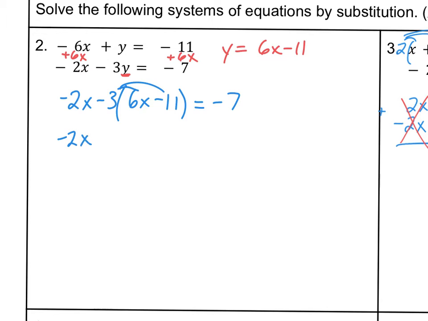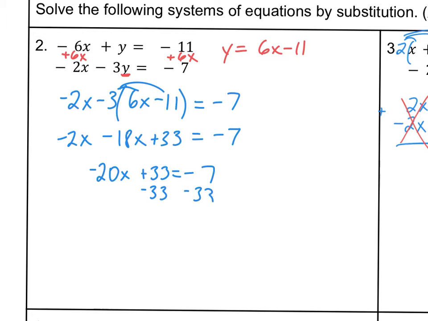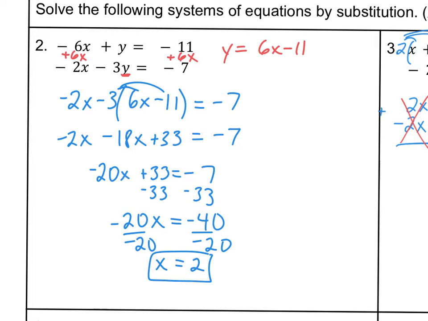So I get negative 2x, negative 18x, positive 33 is negative 7. Combine like terms, negative 2x minus 18x, negative 20x. Subtract the 33, so negative 20x equals negative 40. Divide, and x is 2. Then what? Plug that into your y equals 6x minus 11.